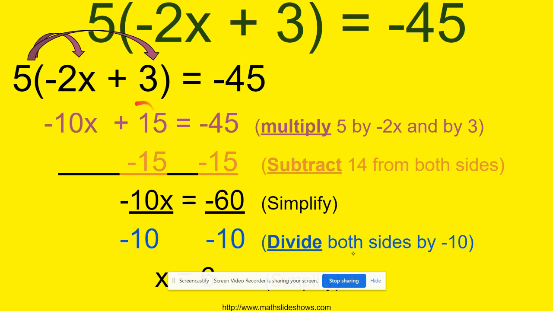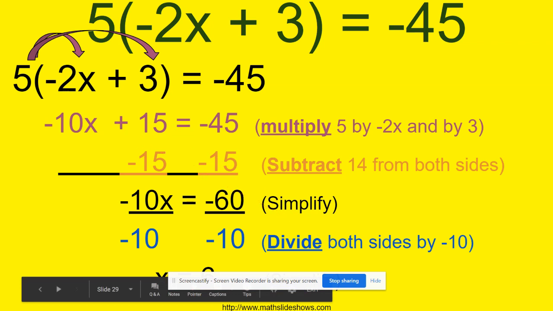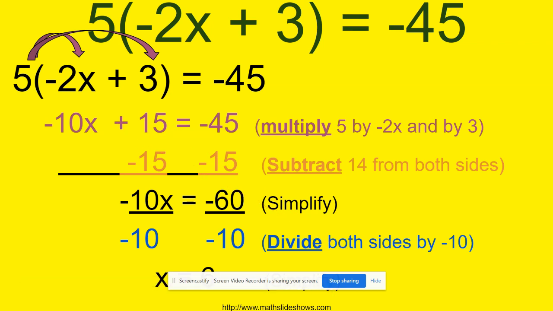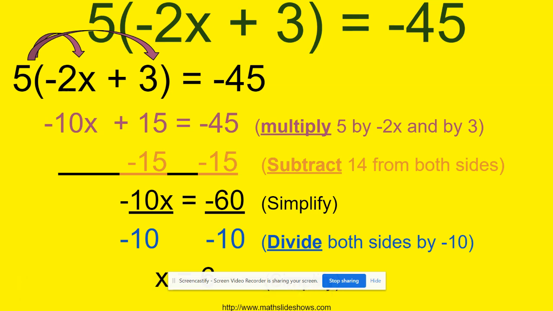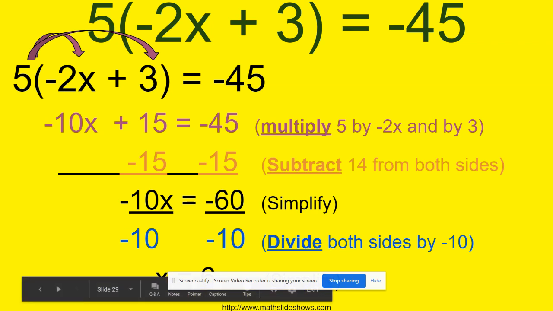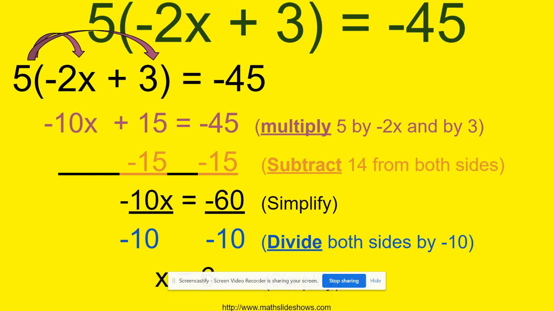I need to get rid of this first. I'm back to the normal old two-step. To get rid of that, I'm going to subtract 15 from both sides. Cancel. Bring down my negative 10x on the left side. Negative 45 and negative 15 is negative 60. Then I'm left with a one step. I have a negative 10 multiplying by an x. So what do I do? I divide both sides by negative 10. Again, don't get confused and think this means minus 10. It doesn't. It means divide by negative 10 because that negative 10 is multiplying by the x. And then once we do that, we get x equals 6.